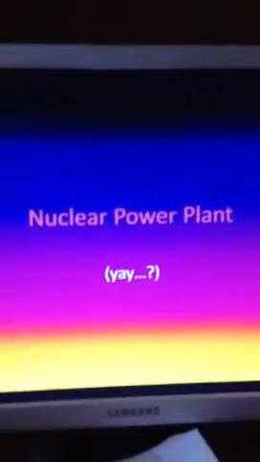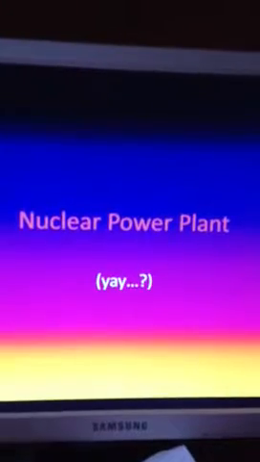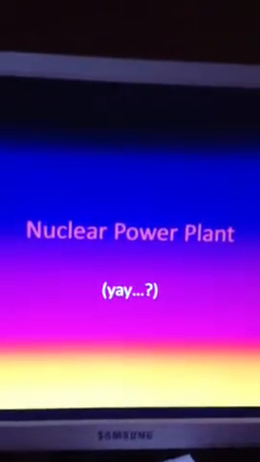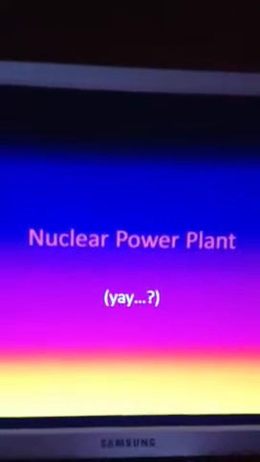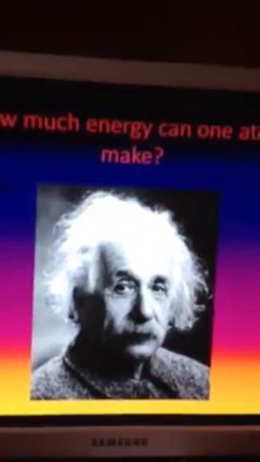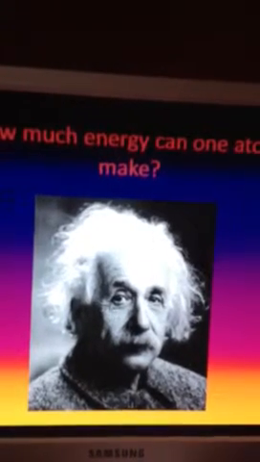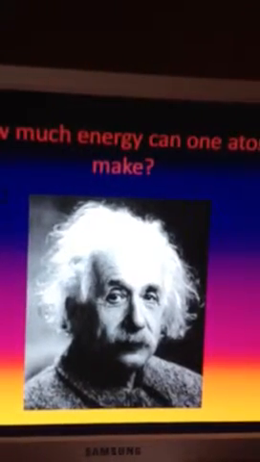Today we're going to be learning about nuclear power plants. How does one extract energy from an atom, or even better, is it even possible? The answer to that question is explained in Einstein's famous equation E equals mc squared. If E is energy, m is mass, and c is the speed of light, Einstein's equation says that you can turn a tiny amount of mass into a huge amount of energy.